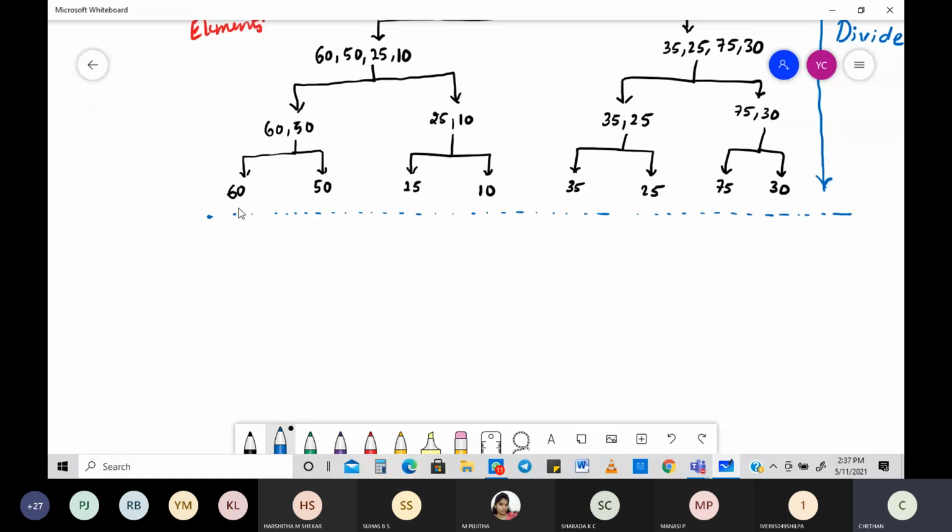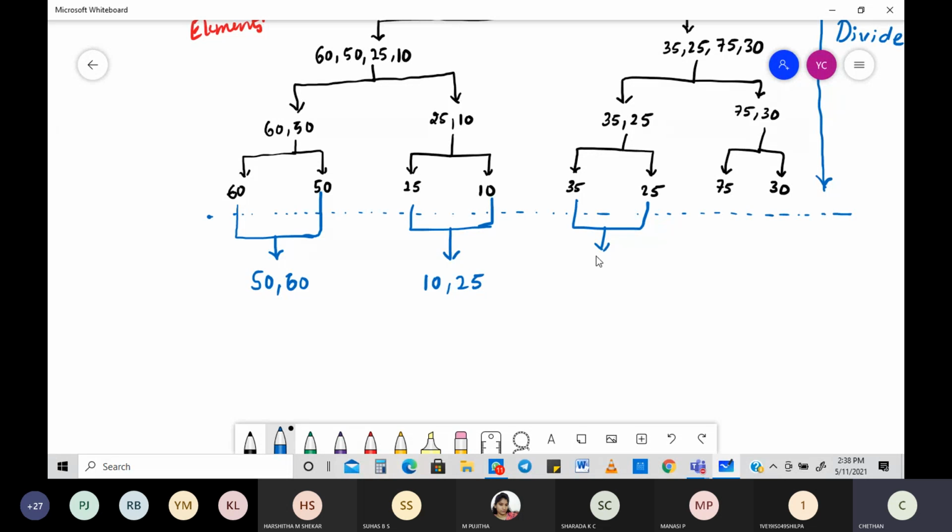Okay. So this and this come together and form 50. Don't write again 60 and 50. Okay. Don't be that careless. You have to write it 50 and 60. Then again these two will come together and this will form 10, 25. Okay, and this will become 25, 35. These two again will come together and form what? 30 and 75. Right? Then again, what's the next thing?